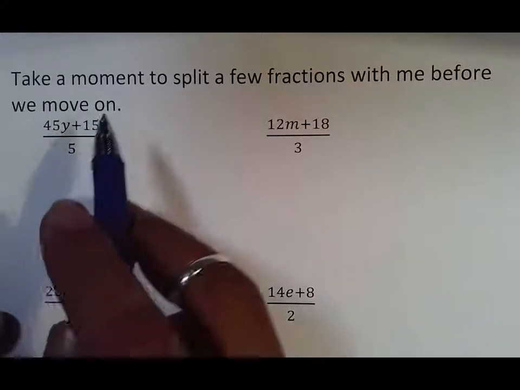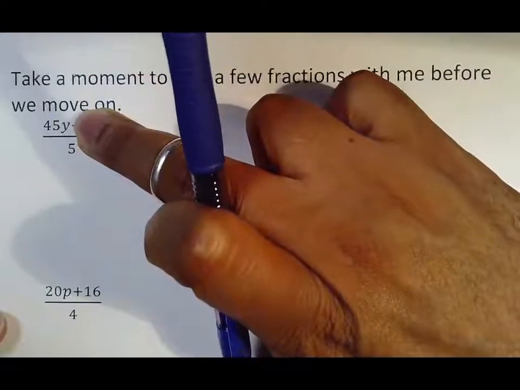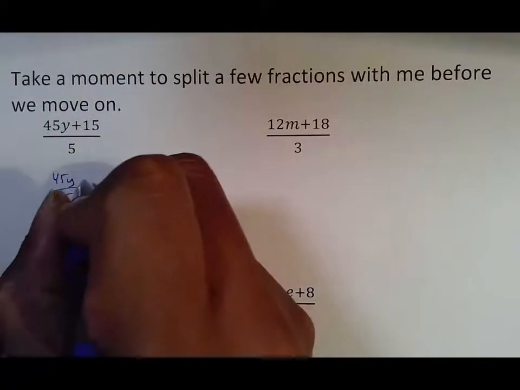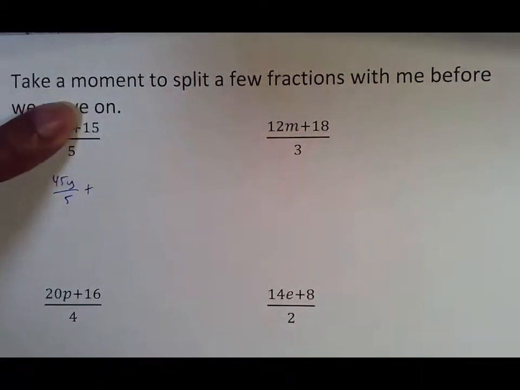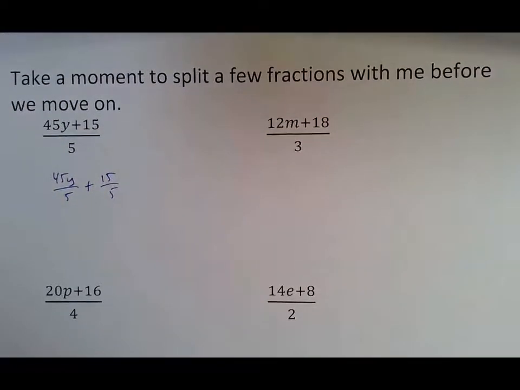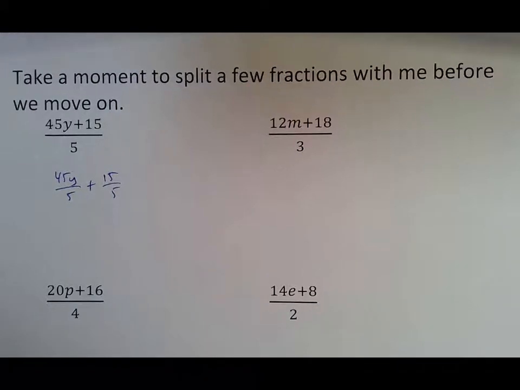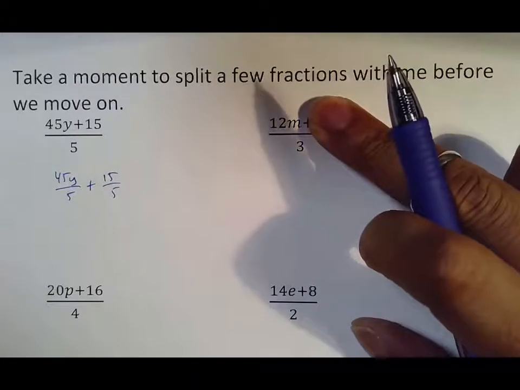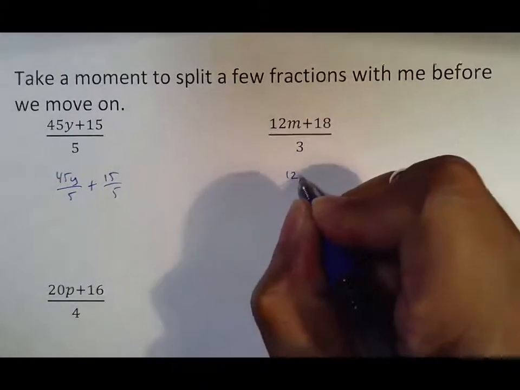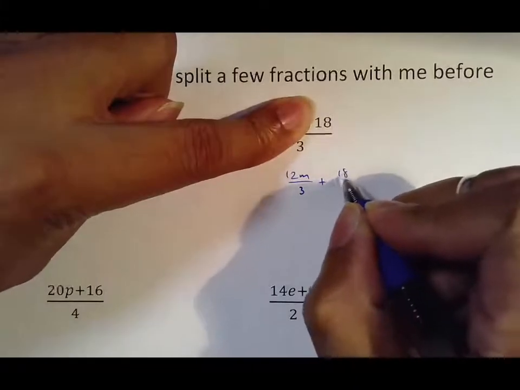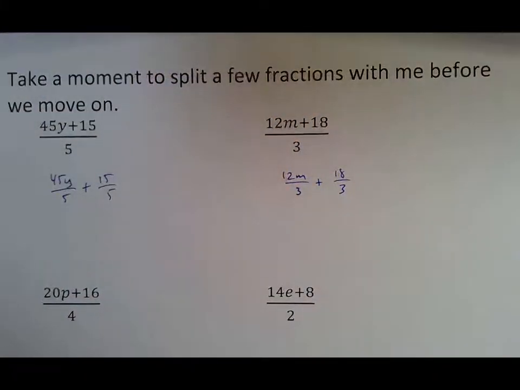So what we're going to do is split it with this number first, which is 45y over 5, plus 15 over 5. Not going to worry about solving it yet. Just make sure you know how to split it. On this one right here, it's this part here, which is 12m over 3 plus 18 over 3, which is what you need to do.